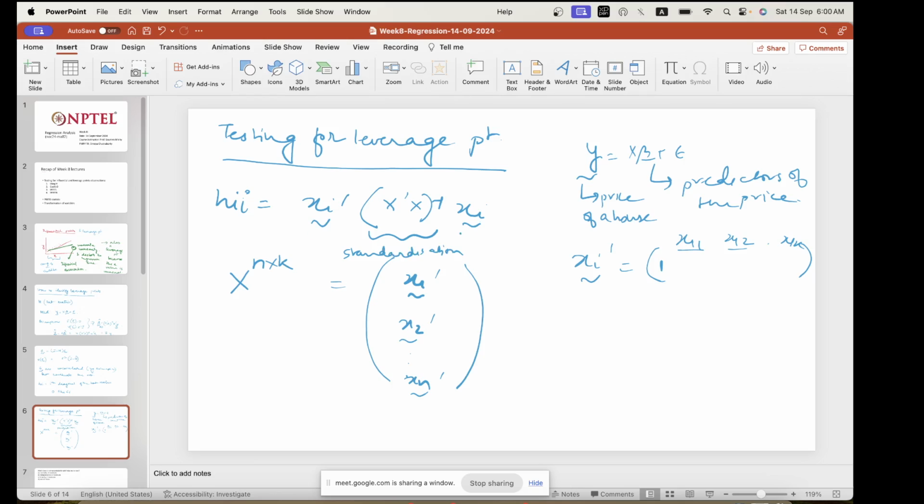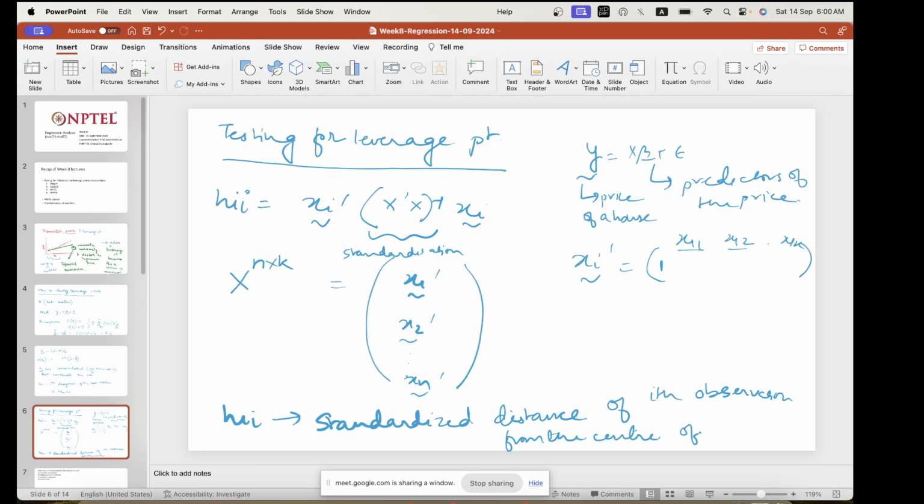So HII implies the standardized distance of the ith observation from the center on the x coordinate.